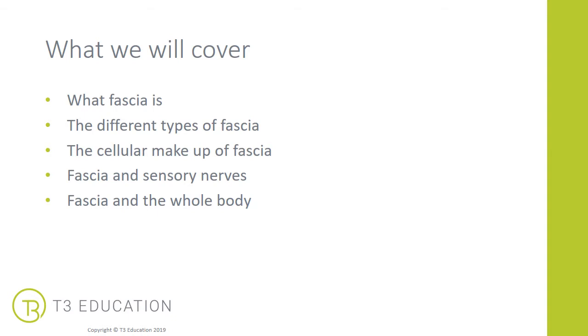What we will cover, we're going to look at what fascia is globally within the whole body, but also on a cellular level. We're going to discuss the different types of fascia and the names for fascia in different parts of the body. We're going to look really closely at the cellular makeup of fascia, how fascia links with the sensory nerves and the nervous system. And then we're going to go back to global and look at fascia and the whole body and why that's important for us to understand when we're working with our clients in sports massage.